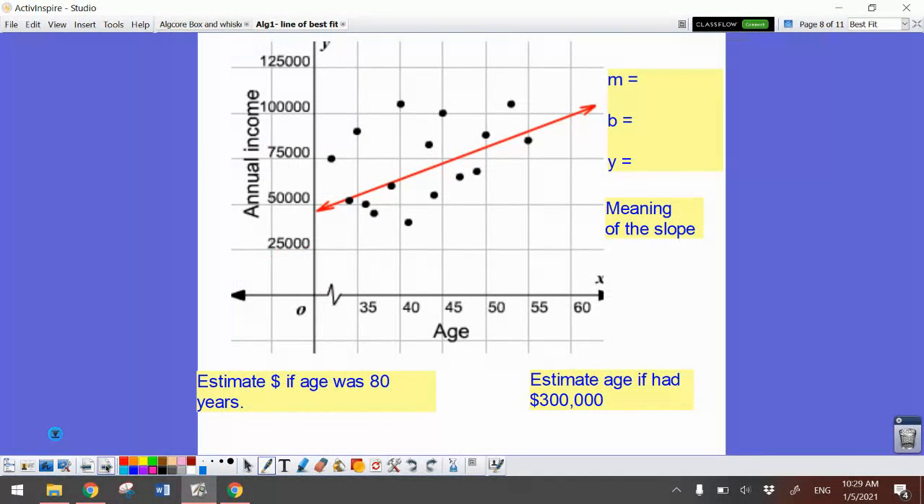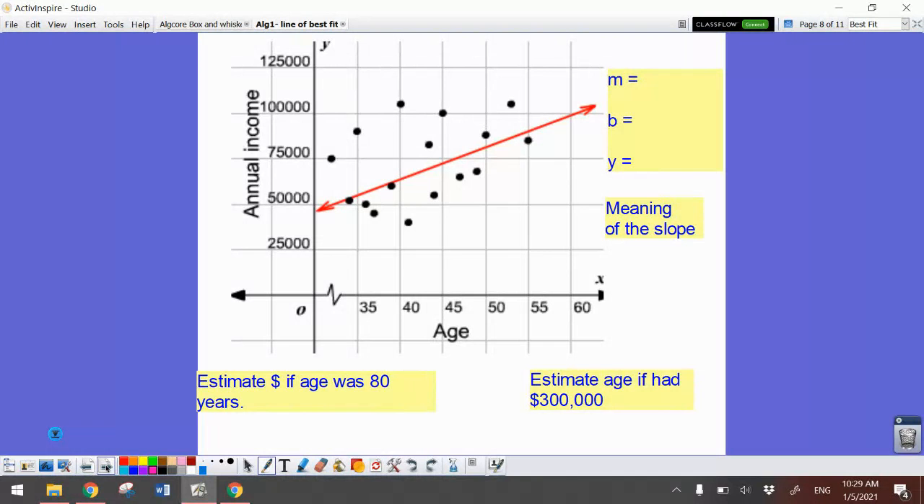Now let's take a look at this data and see if we can figure out what it is telling us. We've got this data, we've got this line of best fit. We are going to come up with the slope, the y-intercept, the y-equals, come up with the meaning of the slope, and then use this to estimate.